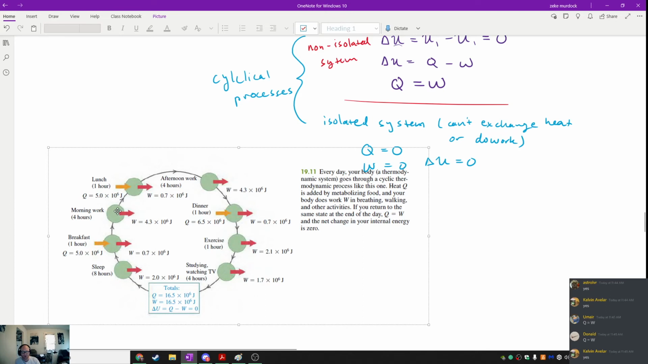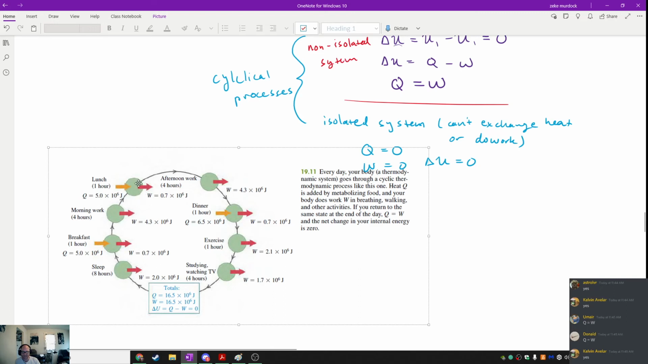Okay. And then you go to work. Now, during the morning work hours, you're not taking any heat from the environment. You're not eating food or anything like that. So we're going to say that during that work time, you're going to do some work. In this case, it's about 4.3 million joules of work, or 4.3 megajoules. So then you go to lunch, you eat some food, you replenish some more energy by eating 5 megajoules here.